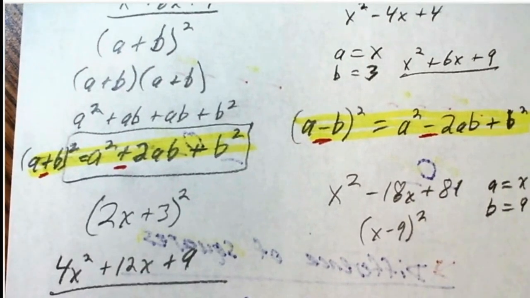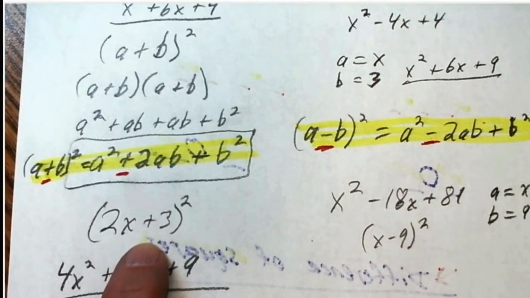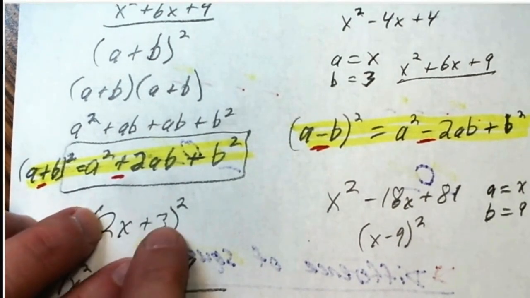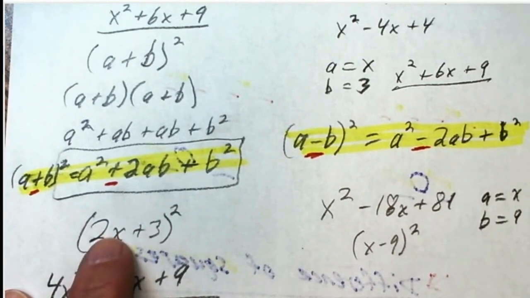See how that works? This is called a perfect square trinomial because it's this binomial squared. Just like 9 is a perfect square because 3 is the factor, 4x squared plus 12x plus 9 is a square because it's 2x plus 3 squared.